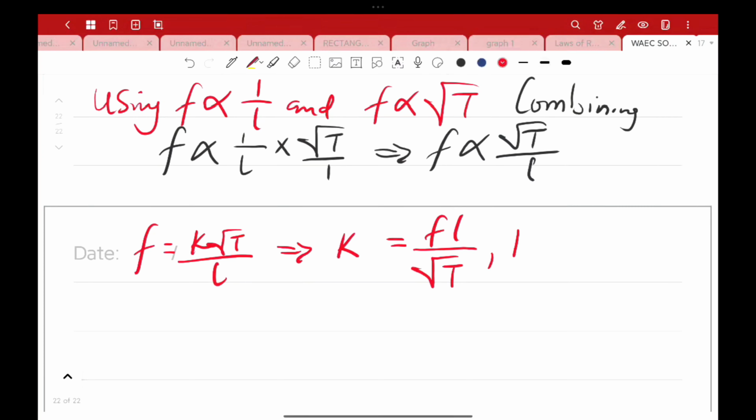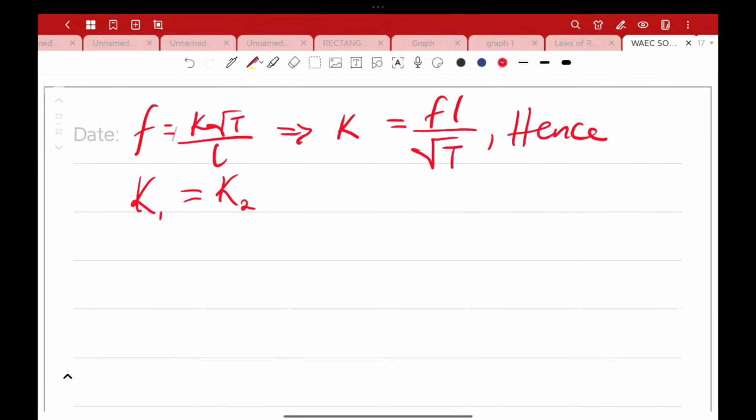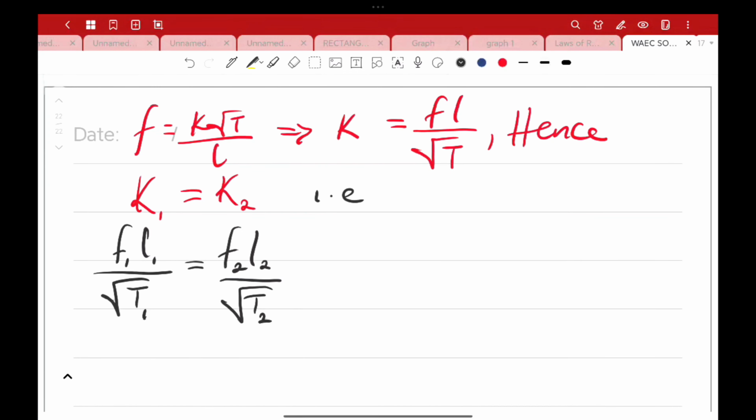Is that clear? So we have K is equal to K, meaning K1 is equal to K2. By expansion and substitution, what do we have? K is FL over square root of T. Okay? So let's write that now. So that we have F1 L1 all over the square root of T1 is equal to F2 L2 all over the square root of T2.